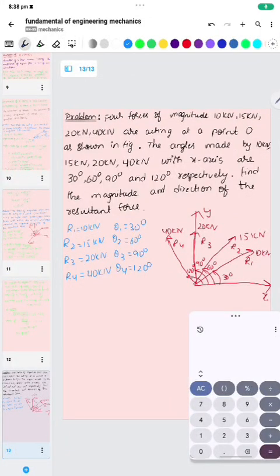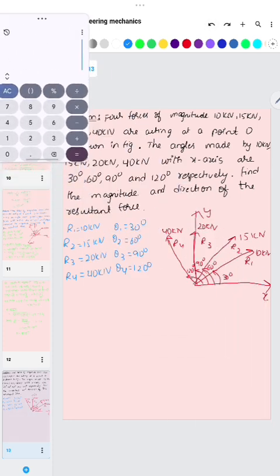Four forces of magnitude 10 kN, 15 kN, 20 kN, and 40 kN are acting at a point O, as shown in figure. The angles made by 10 kN, 15 kN, 20 kN, and 40 kN with x-axis are 30 degrees, 60 degrees, 90 degrees, and 120 degrees respectively. Find the magnitude of the direction and the resultant force. So they are asking magnitude and the resultant force.